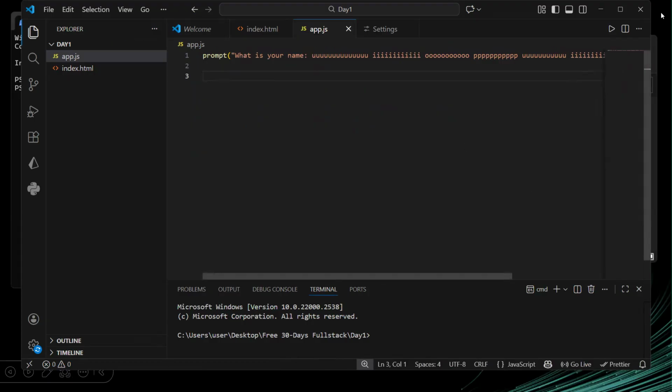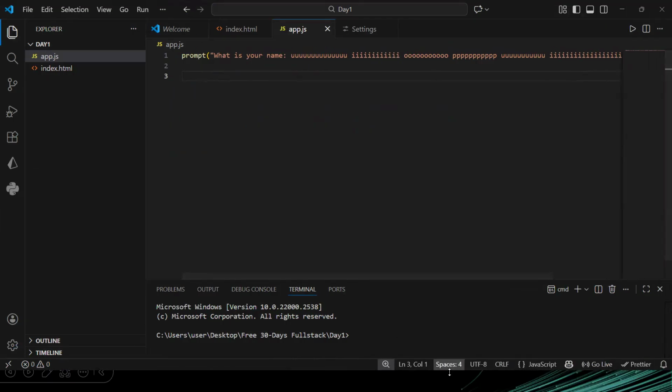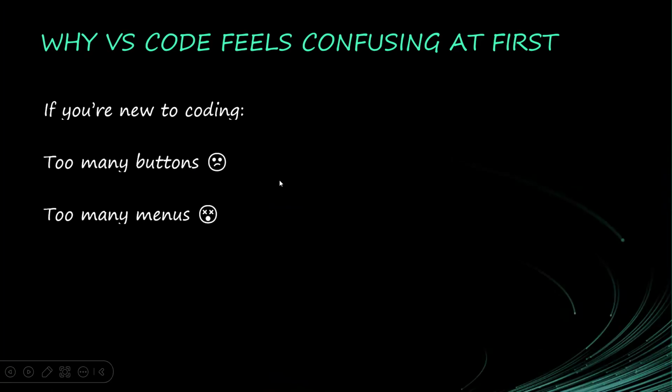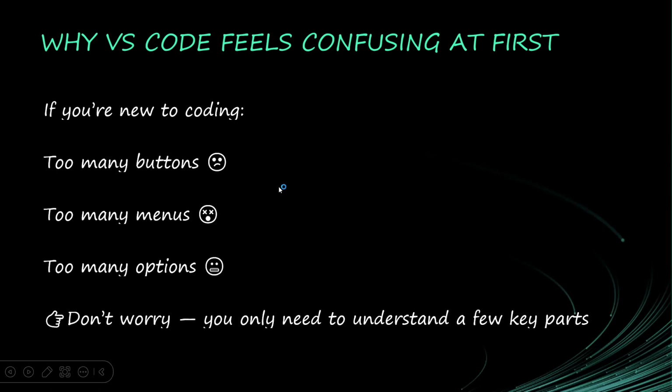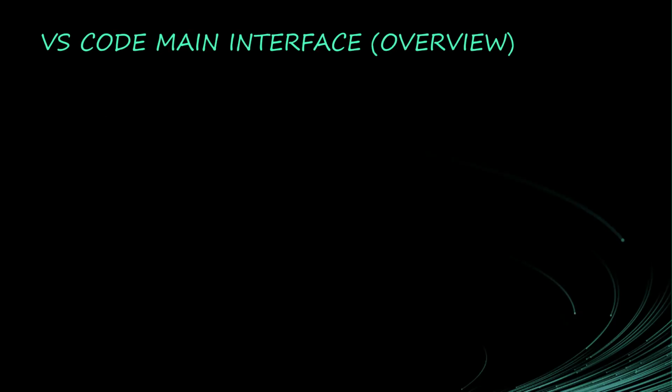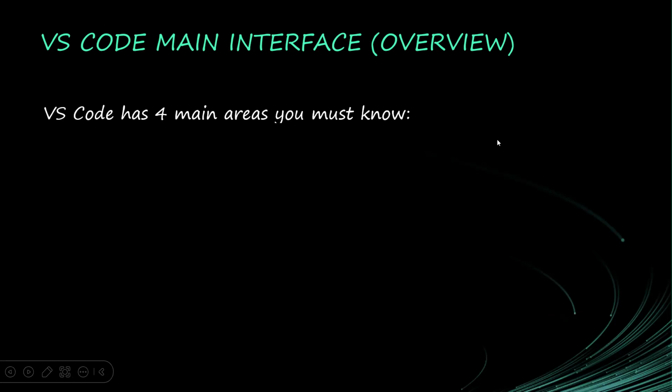You can see that there are so many things here. Where do you start from? That is the essence of this video. There are too many buttons, too many menus, too many options. So don't worry. You are only going to learn the things that you need. I'm going to show you the few things that you need, and as we go on, you'll be learning more. The Visual Studio Code interface has four main areas.